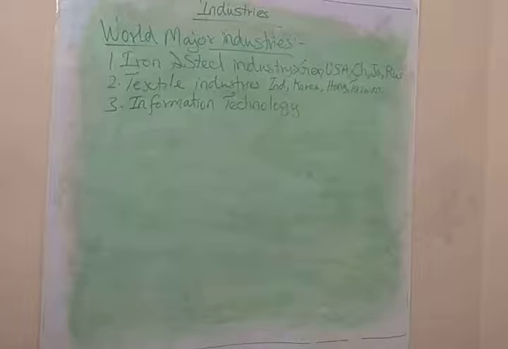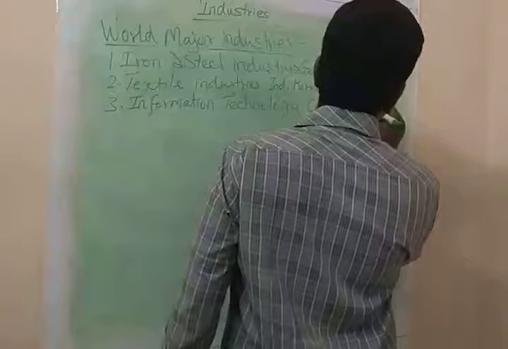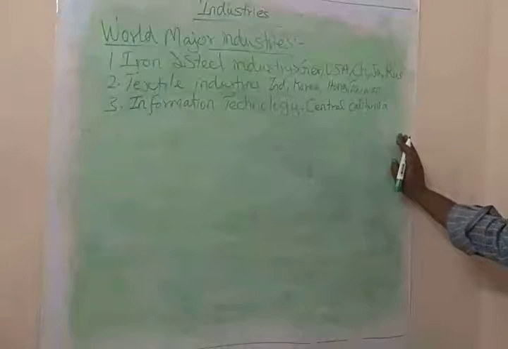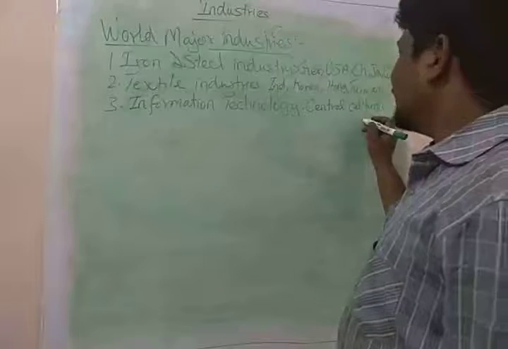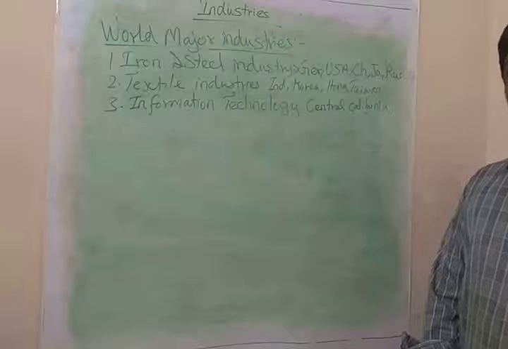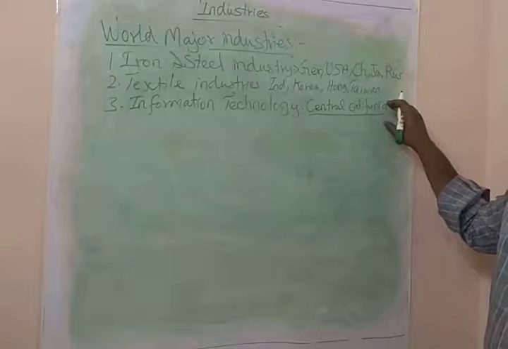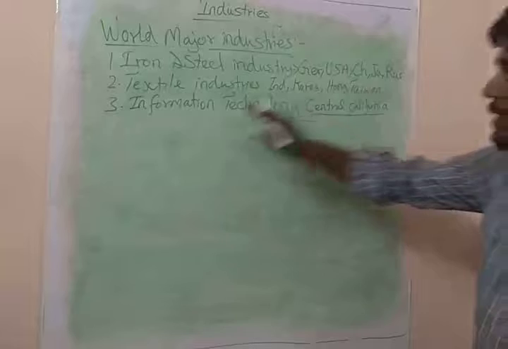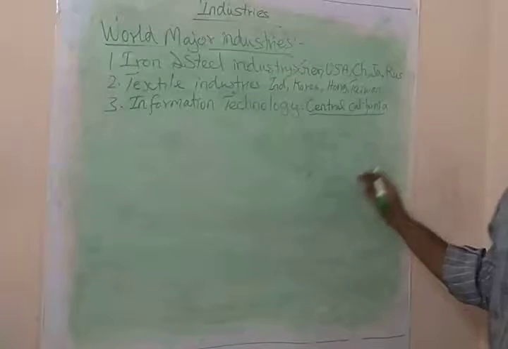And the next common thing, as I told you, is information technology. This information technology is mainly from Central California, and in California the most important place for IT is, we all know, Silicon Valley, right? And in India, one particular area is called the Silicon Valley of India. What is it, ma'am? It is Bangalore, right? So information technology is given much importance in India also, and the Silicon Valley of India is Bangalore.